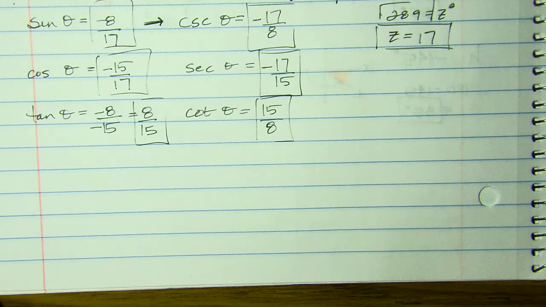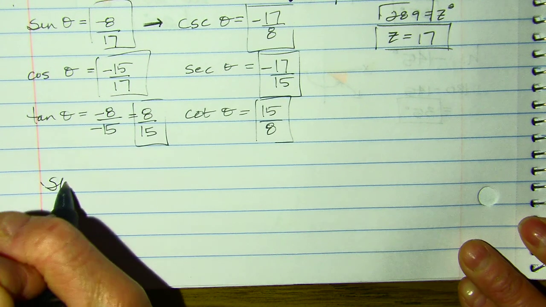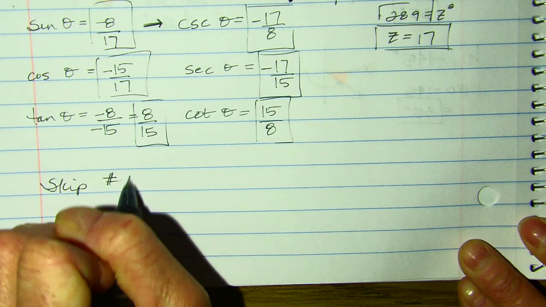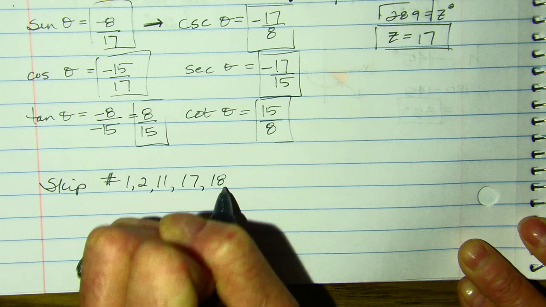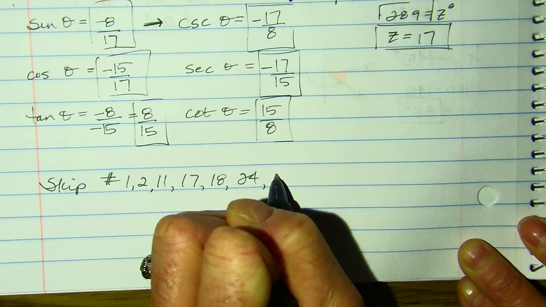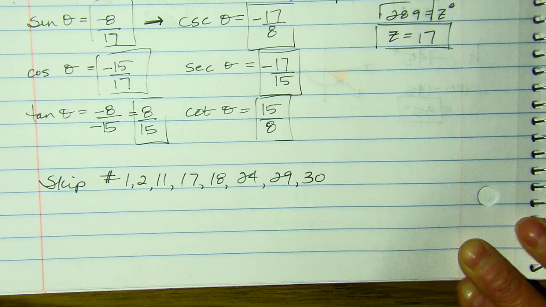We are going to skip part J for your homework. Skip numbers 1 and 2, 11, 17, 18, 24, 29, and 30. You're welcome.